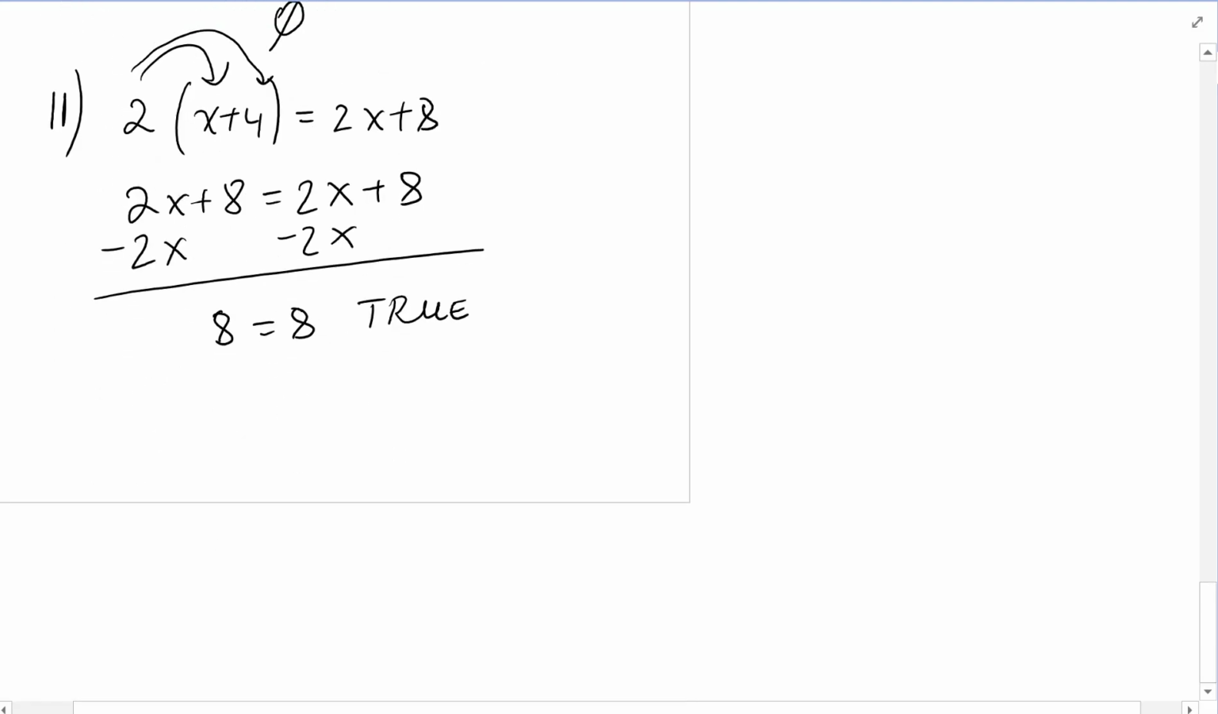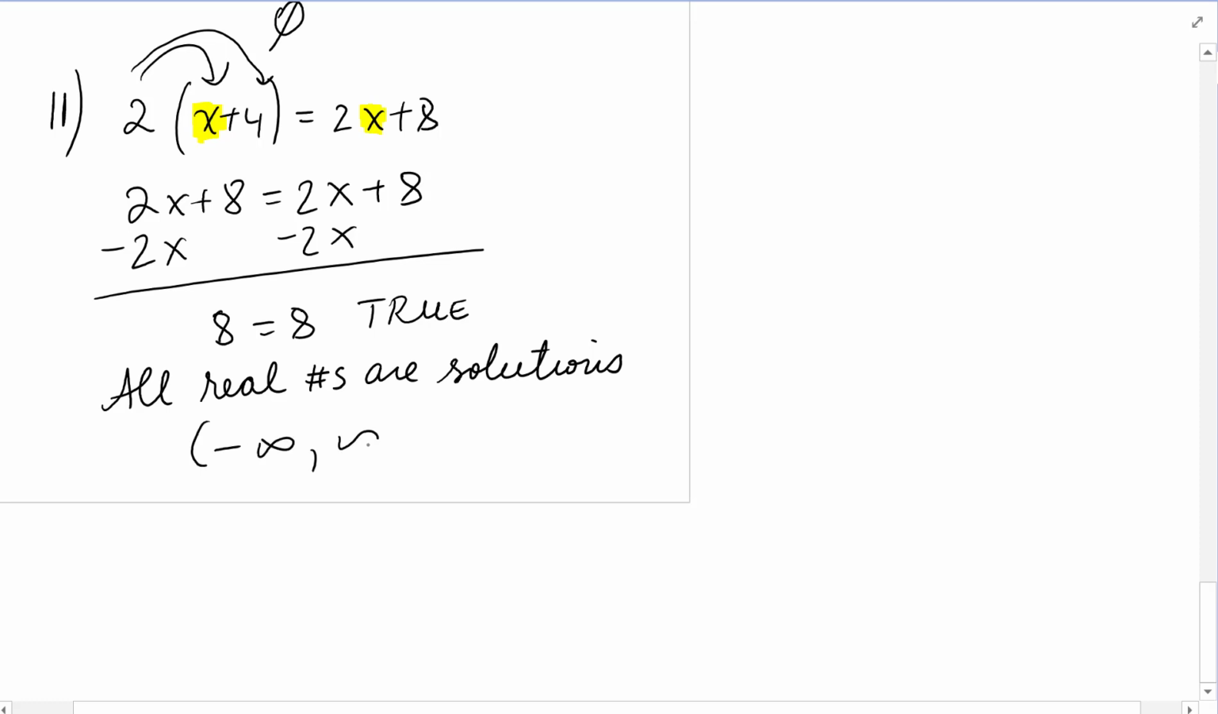So what does that mean? No matter what number you put instead of x in the original problem, you'll always get something true. Let's say if x is 0, you get 0 plus 4, that's 4 times 2, 8. If you replace x with 0 here, you're going to get 8. If you replace 1, you're going to get 10 equals 10, and so on. So all real numbers are solutions. Or if we want to write it as an interval, we would write from -infinity to infinity. Any of them are solutions.